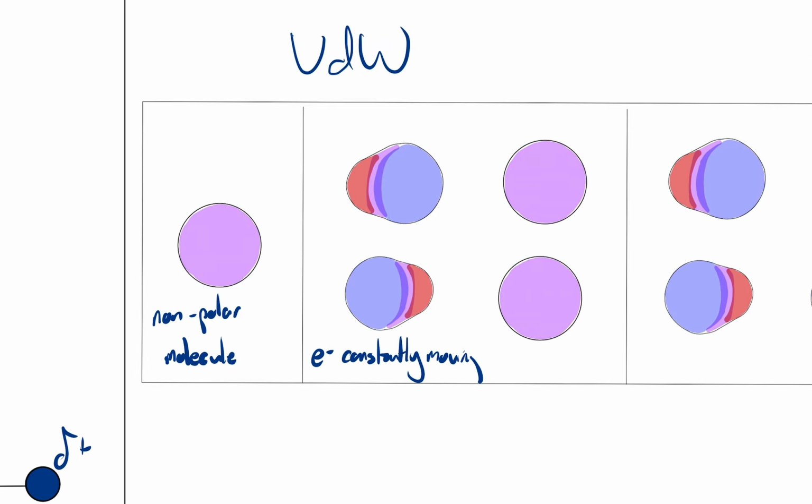And we get something here where they're next to other molecules. Now all of a sudden, what's going to happen? This electron density is going to repel electrons in a molecule next to it. So it's going to start to induce a dipole.